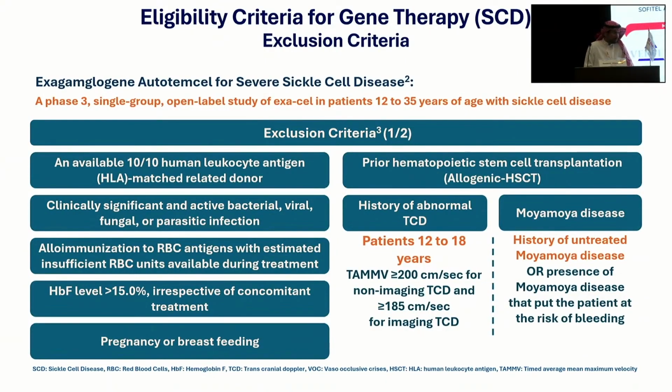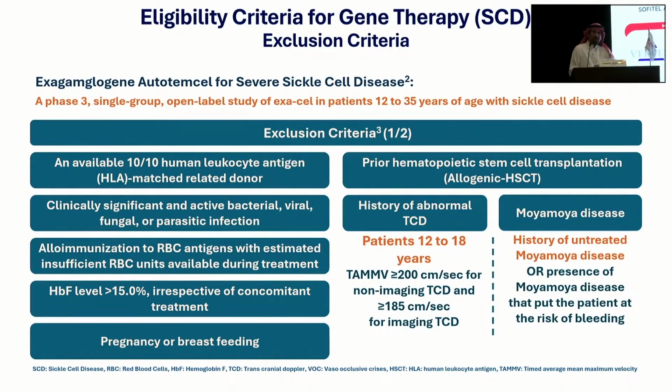Exclusion criteria, as I mentioned some. If the patient has an HLA match, at that time this patient usually will be excluded. And of course, if the patient has alloimmunization to RBC, because we are giving myeloablative conditioning, these types of patients require blood transfusion. So if the patient has alloimmunization, there will be harm to the patient. That's why they were excluded.